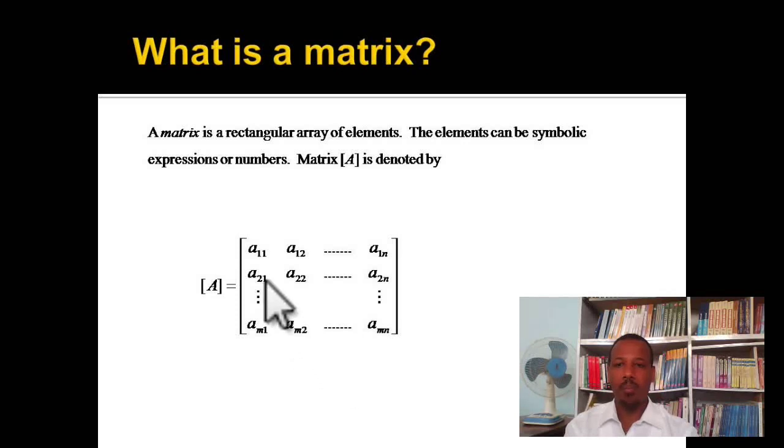So in a matrix, we do have rows. For example, we may consider this one as the first row, this one the second row, the third row, the fourth row, and so on. And again, it contains columns. That means this is the first column, this one the second column, the third column, and so on.